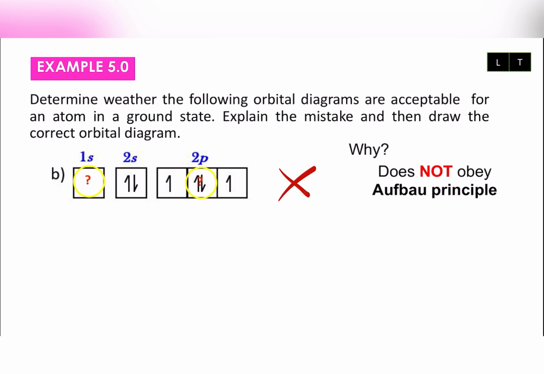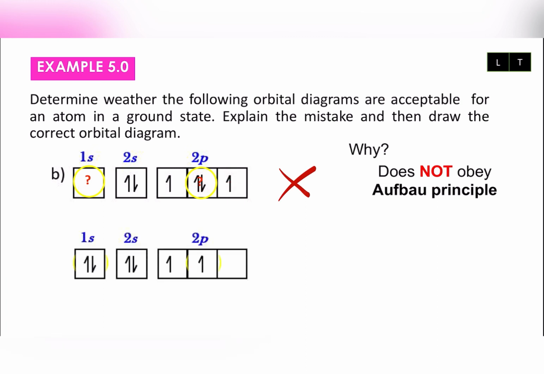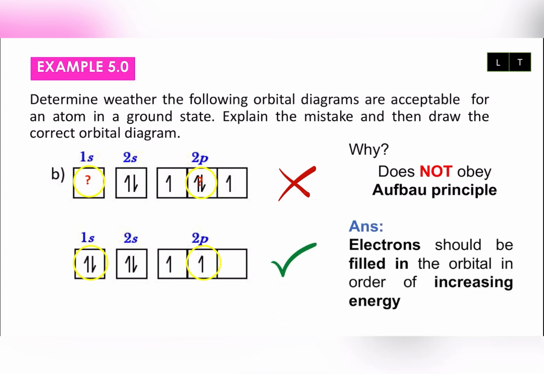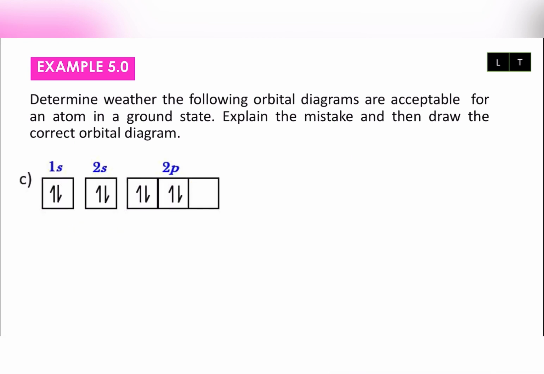So how do I write the correct one? I'm going to bring one electron here into the 1s orbital and one more into the 1s orbital. So what's left? Only 1 here, and the 2 electrons fill in the lowest energy level. So we have the correct orbital diagram where electrons should be filled in the orbitals in order of increasing energy. Let's try one last example.